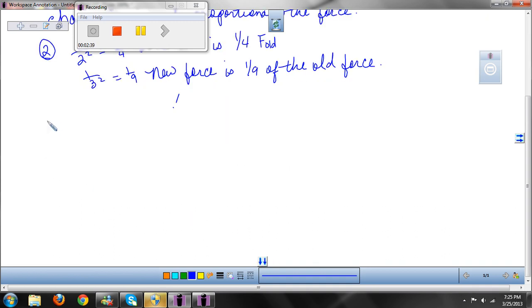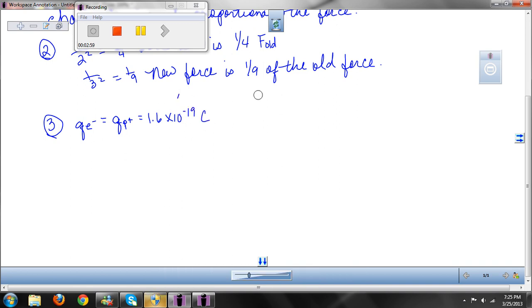Okay. Question 3. Let's try to do practice question 3. So we got an electron and proton. So the charge of the electron equals the charge of the proton in magnitude. Now we know they're opposite in sign, but the charge magnitude is both 1.6 times 10 to the negative 19 Coulomb. I have no idea what that is, so we're going to get rid of it. And they are separated by a distance of 5.0 times 10 to the negative 11 meters.